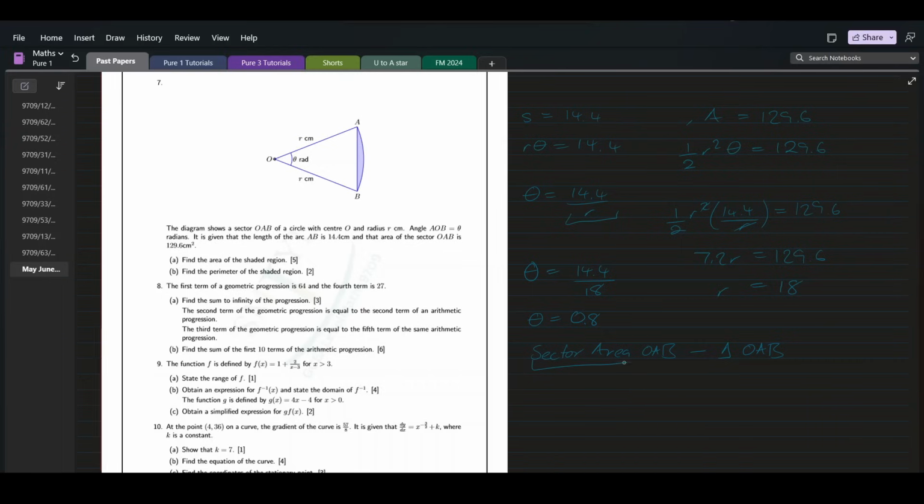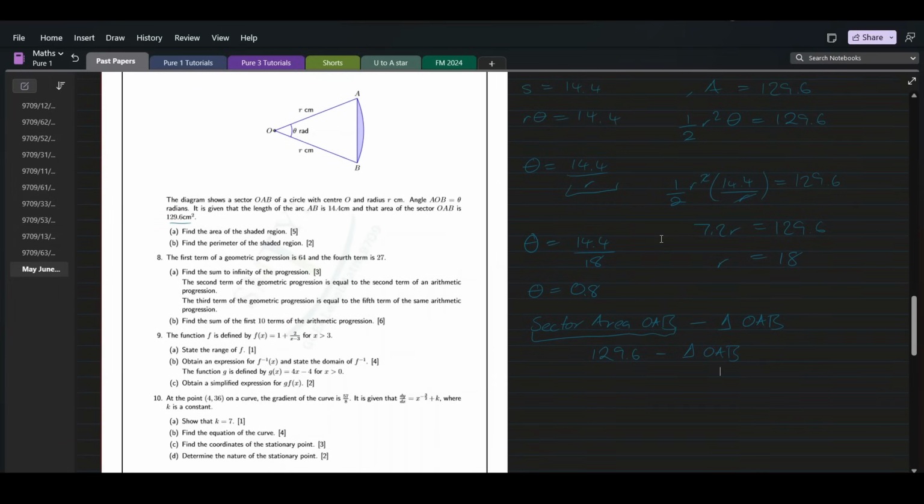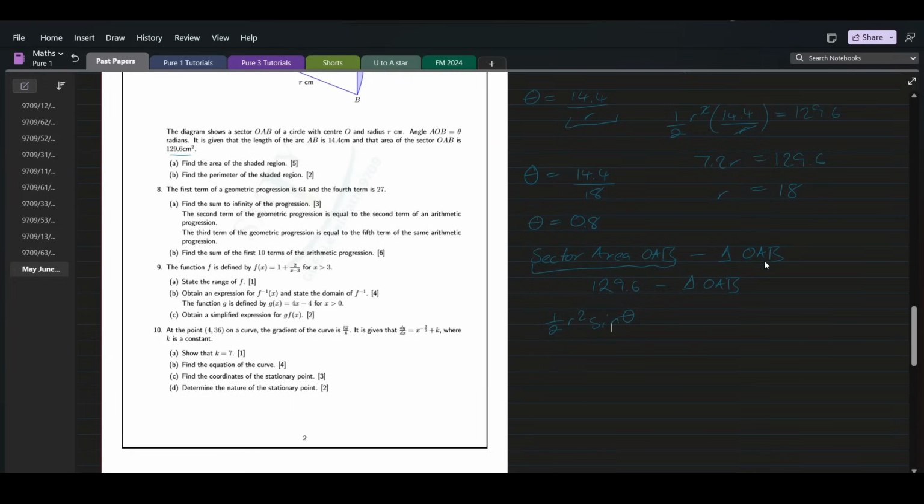And so we already have the sector area OAB, which was given as 129.6. So this is 129.6 minus the area of triangle OAB. We can get the area of triangle OAB by using the formula half r squared sine theta. Since we have our values for r and theta, we can simply substitute. That would be half times 18 squared sine 0.8. Okay, let's punch this into the calculator.